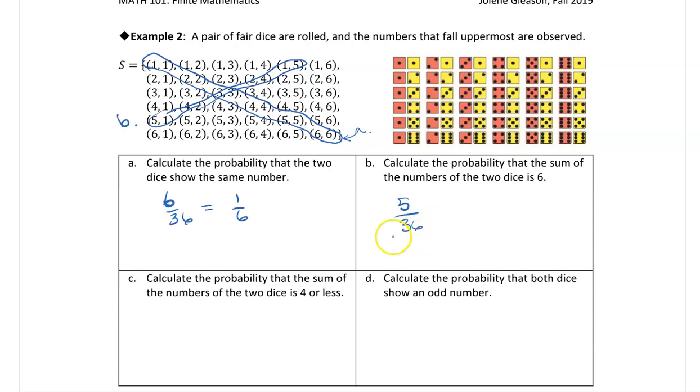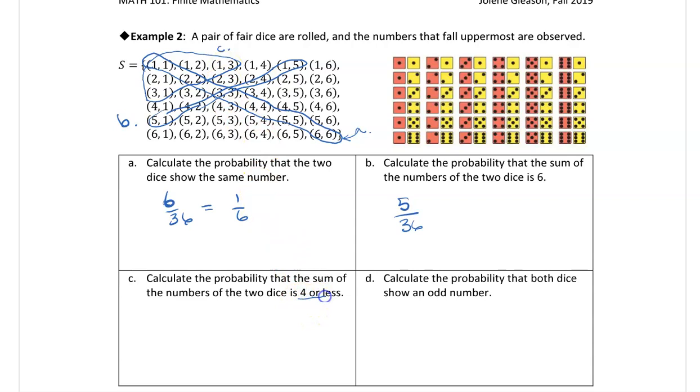All right, so now let's calculate part C. Calculate the probability that the sum of the numbers of the two dice is 4 or less. So now we're looking for the event where the sum of the two numbers is 4 or less. These are all 4 right here: 1 and 3, 2 and 2, 3 and 1. But we're looking for 4 or less, so we're going to take this whole event right here. Any of those outcomes in that circle would give us a roll of 4 or less.